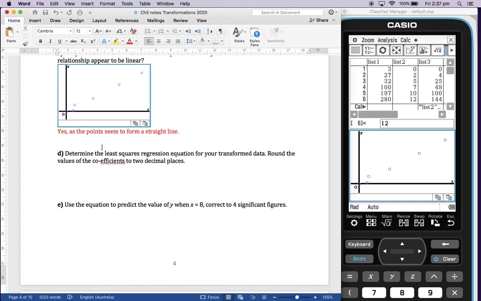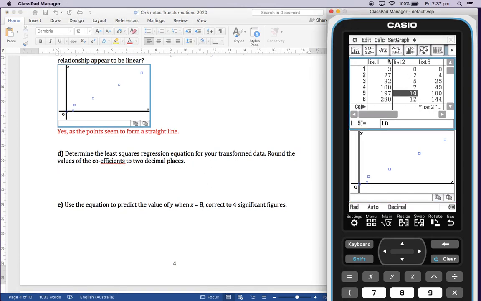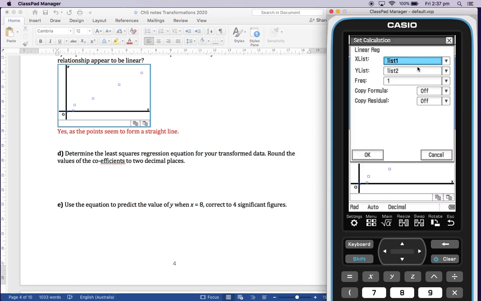Okay, determine the least squares regression equation for your transformed data and round the values of the coefficients to 2 decimal places. So here, like we're used to, to get the regression line equation, when we go back to our statistics screen, we use calc, regression, and then linear reg. But because we want the regression line after the transformation, we are going to change, again, y list to list 3 because we're doing regression between x and y squared.